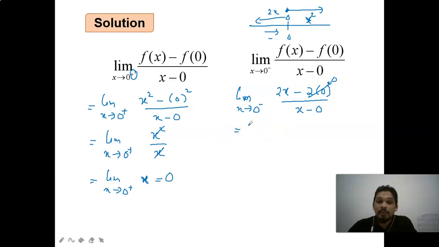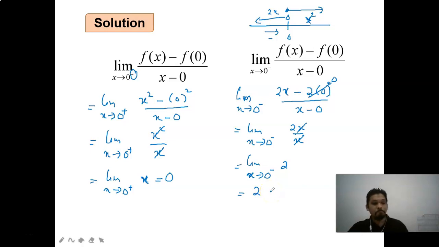Equal to the limit of x approaching 0 from the left of 2x divided by x. So x divided by x, then the limit of x approaching 0 from the left. Do you find any x left here? No. So the limit, it doesn't work here. So it lands at 2.